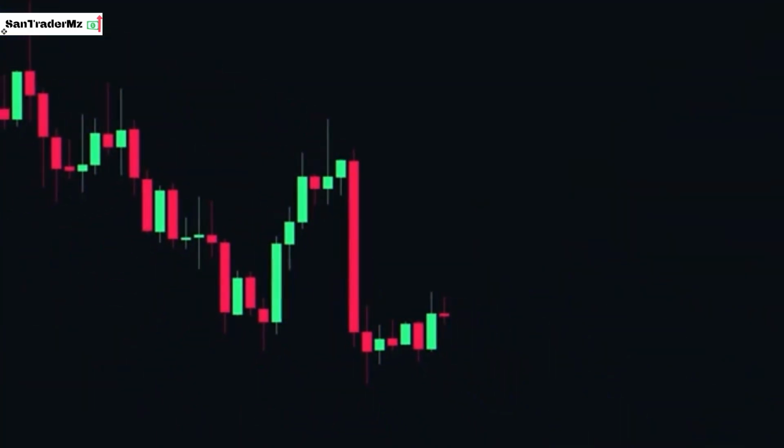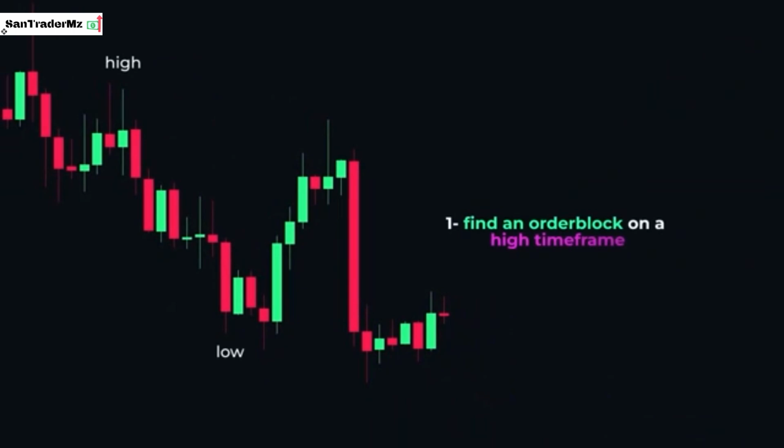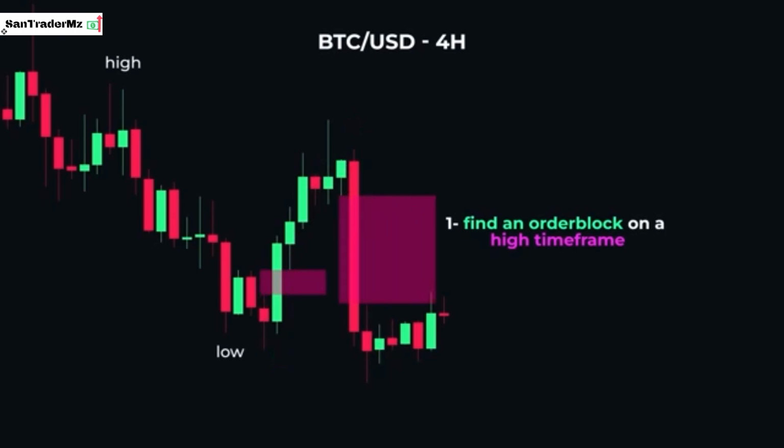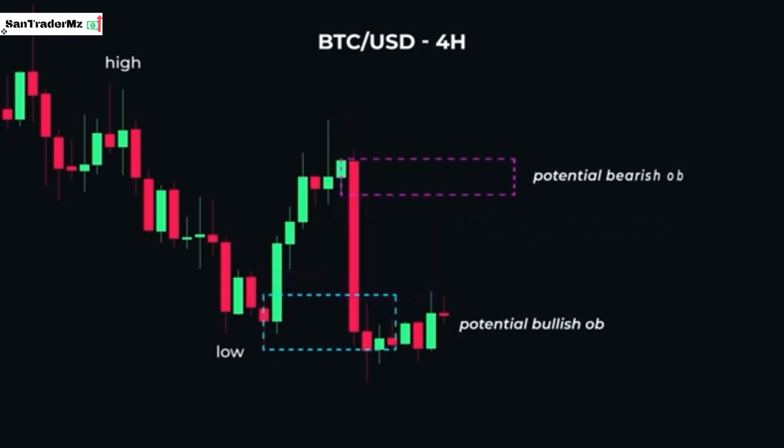For this first strategy, start by finding an order block on a higher time frame. In this example, we're using the Bitcoin USD 4-hour chart. At a glance, we can see 2 significant price movements. The first one is moving upward here, and the second is moving downward here. Both of them also have inefficiencies. So, we have 2 possible order blocks, a bullish one and a bearish one.